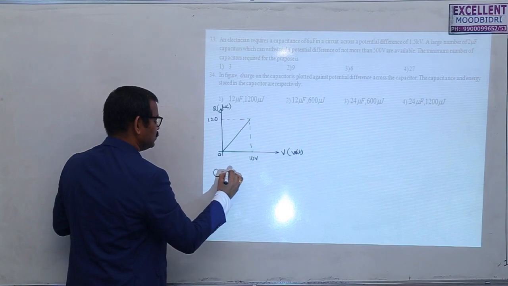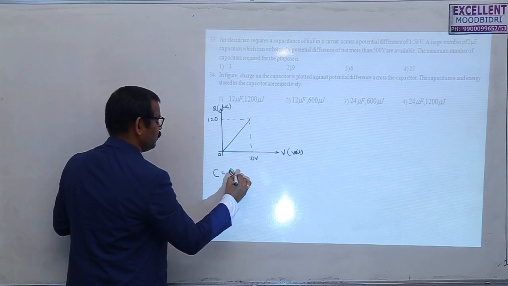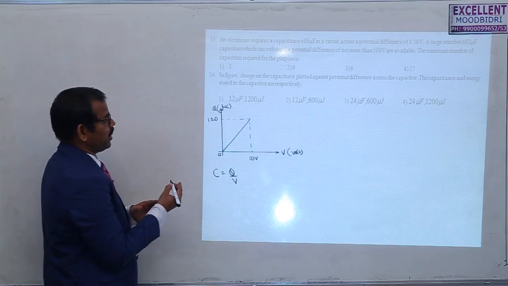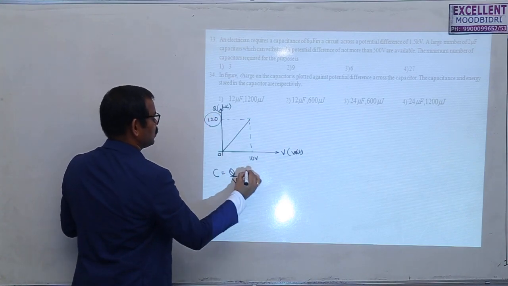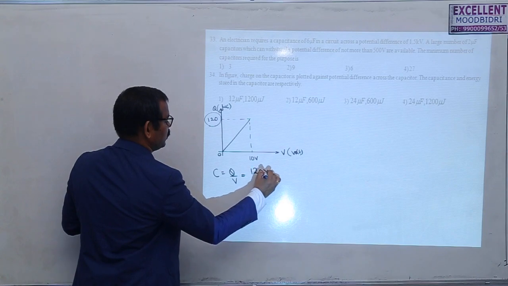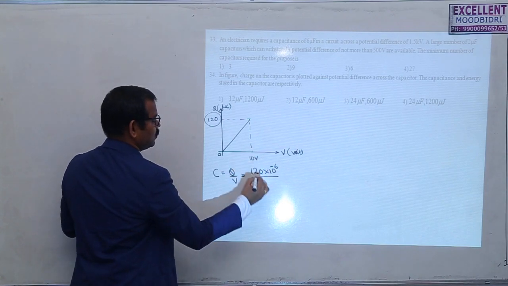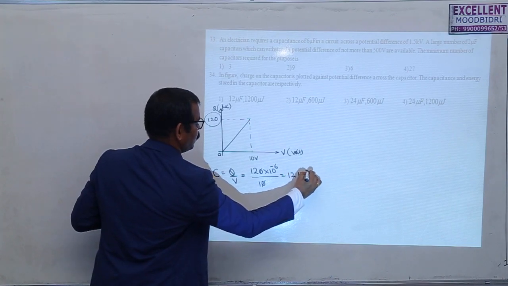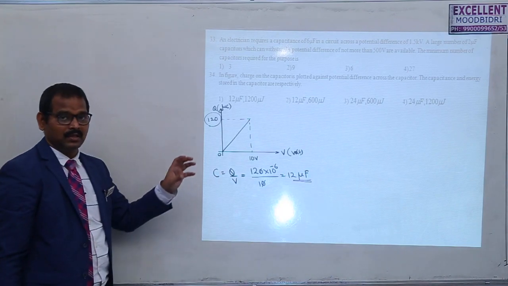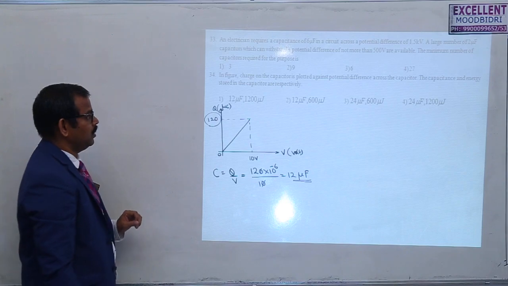First of all, to find the capacitance, C is equal to Q by V, and they are asking us to find out the capacitance of this capacitor. So the charge is 120 microcoulomb, and the voltage here is 10. So this will become 12 microfarads. This is the capacitance of the capacitor used in this problem.